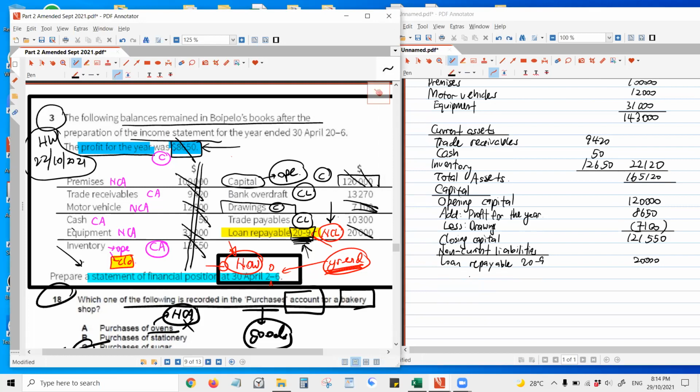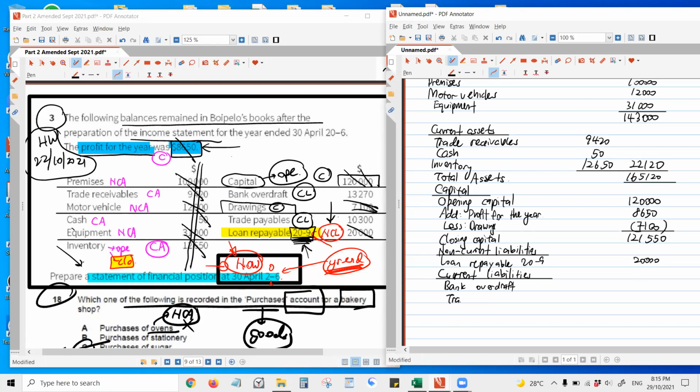And then current liabilities, you have two, right? Two current liabilities. So begin with the subheading, current liabilities. Draw a line for this. Bank overdraft. Trade payables.